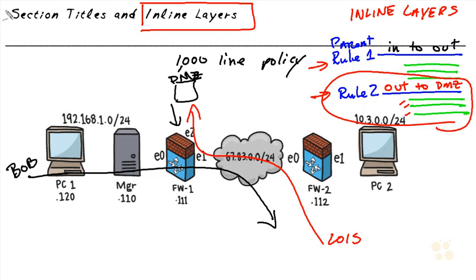But we also have another feature called section titles that we can just add. And those section titles, we could name them with meaningful names, such as management traffic section or user traffic section. And then in Smart Console, we could go ahead and jump right to those sections to make it easier to find them and work with them.